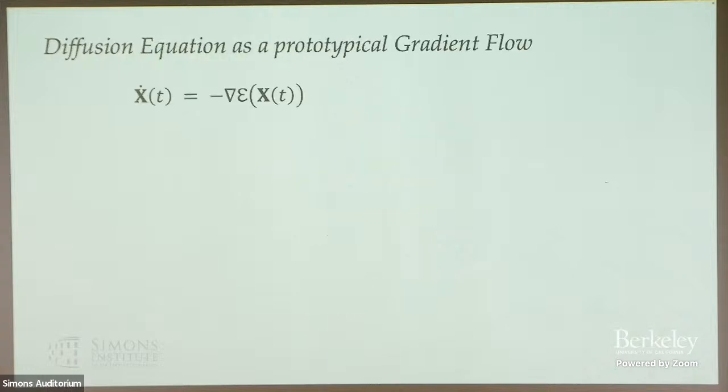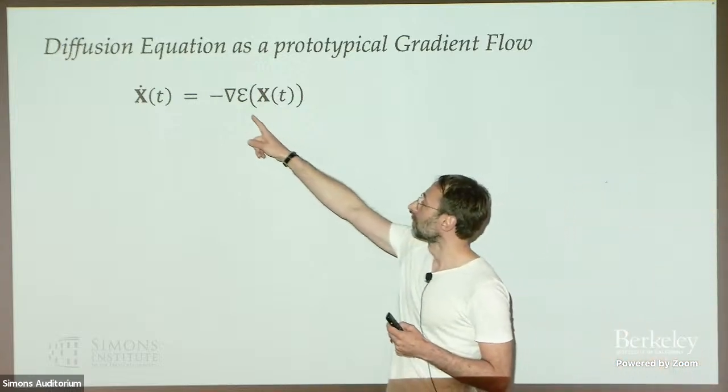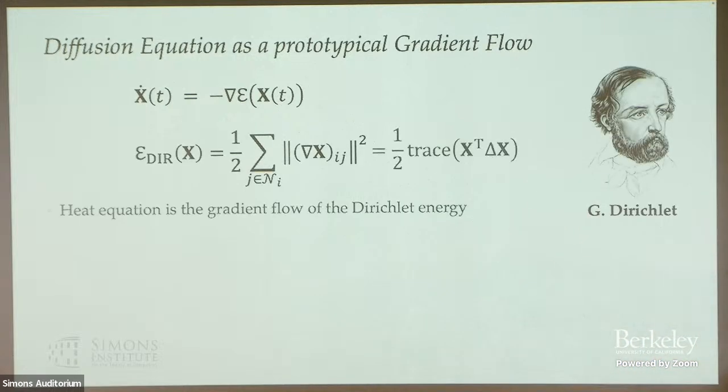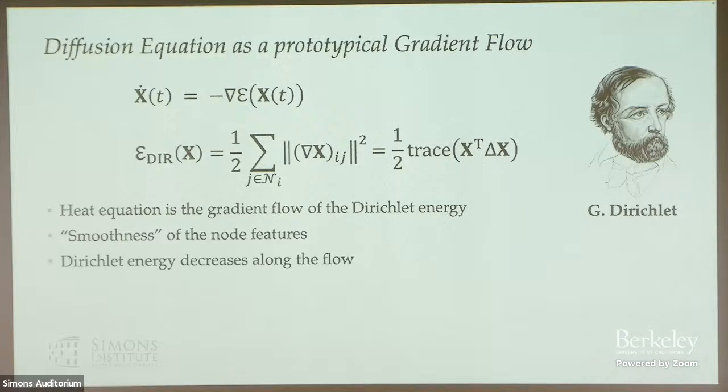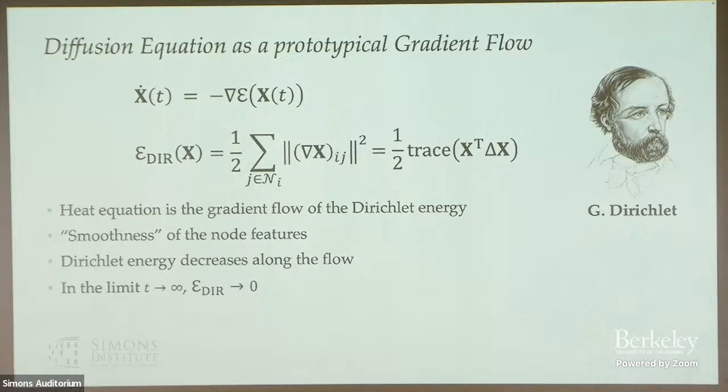We also know that this is a prototypical example of gradient flow. It's a special type of differential equation where the evolution goes in the negative direction of the gradient of some energy. In this case, the energy is called the Dirichlet energy. It measures the smoothness of the node features on the graph, in other words, how similar I am to my neighbors. It decreases with time, and in the limit, it converges to zero. So in the limit, everything becomes constant. Basically, the heat diffusion makes the temperature constant everywhere.